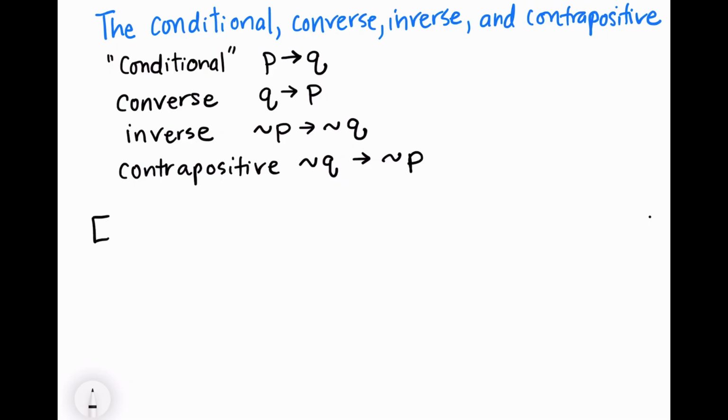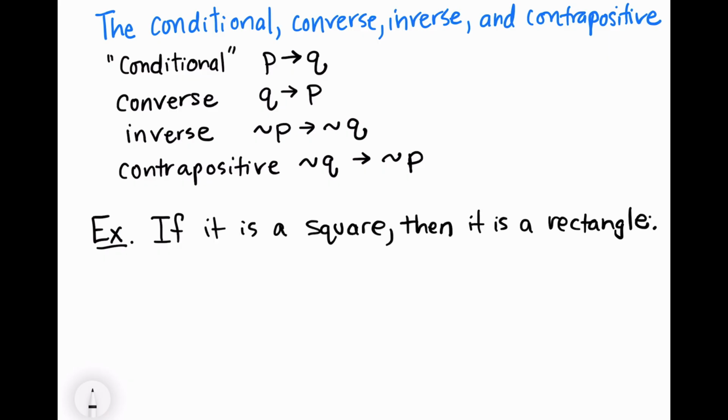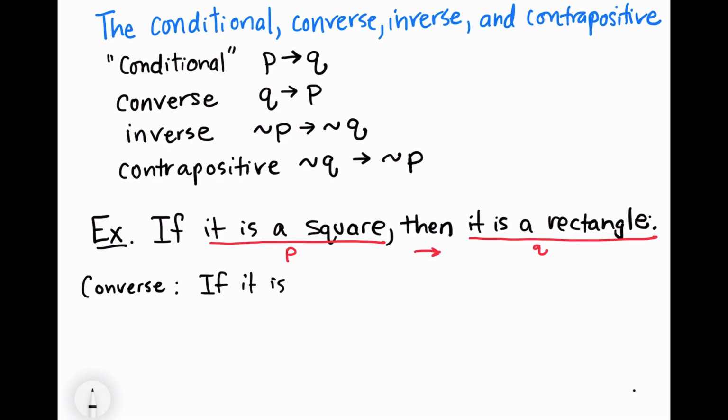So let's do a quick example. Let's suppose we have a geometric figure, and I'm going to consider the conditional if it is a square, then it is a rectangle. Okay, so in this case, it is a square is my P, it is a rectangle is my Q, and so I've got a conditional here. The converse is the statement if it is a rectangle, then it is a square.